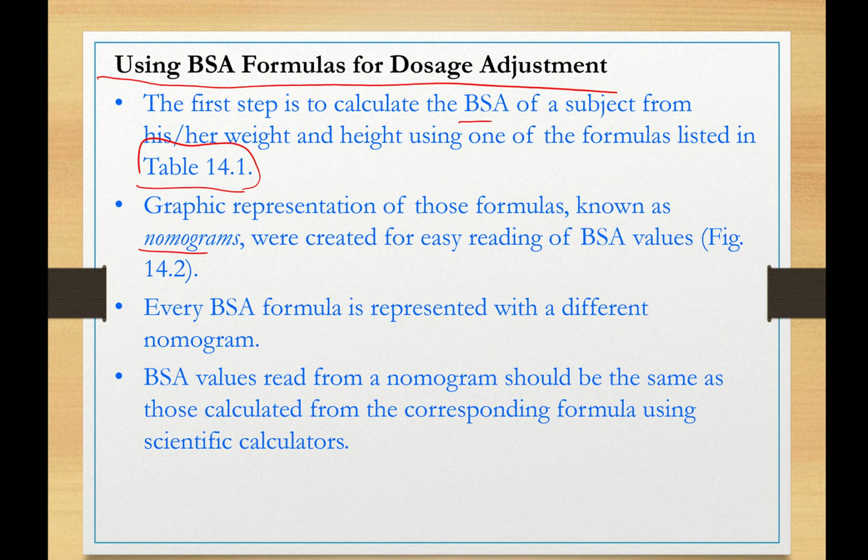Now, it is important to know that every BSA formula is represented with a different nomogram, because of course these nomograms are generated from the different equations. So every different equation has a different nomogram. So be very, very careful here. Use the correct nomogram. Now, BSA values read from a nomogram should be the same as those calculated from the corresponding formulas using the scientific calculators, because as I just mentioned, the nomograms were generated from the formulas.